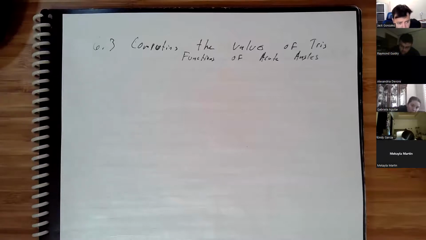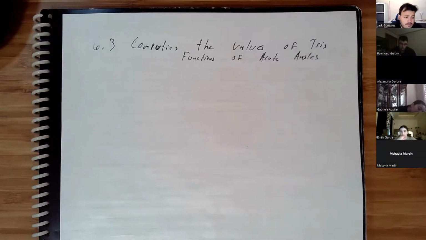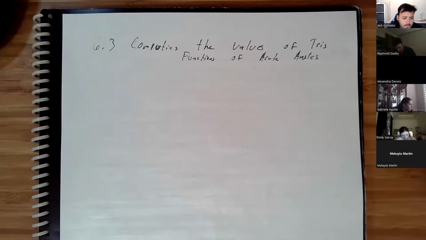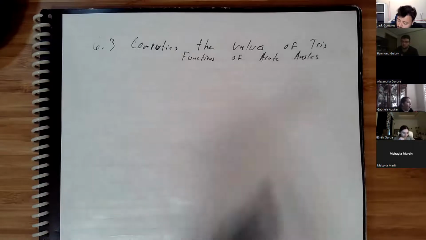So computing the values of the trig functions of acute angles. The first few examples are just using sine of 60, cosine of 60, values that are on the circle. So just have your PDF open, and then you can follow along. Nothing crazy. Let me open the homework though, make sure it matches up. I'm always paranoid that I'm missing something. 6.3, here we go. Actually, it should be any angle.